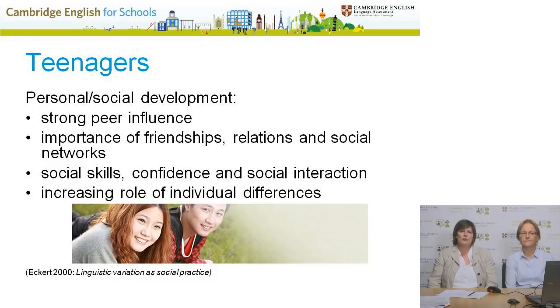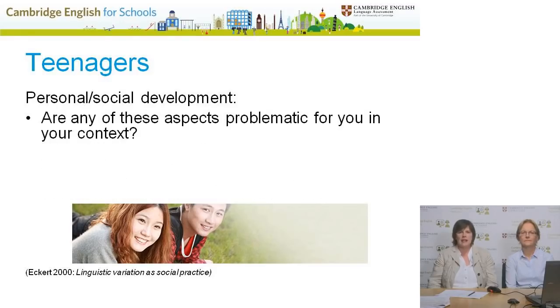Individual differences also start to play an increasingly important role, and this may have an effect on such aspects as personality, cognitive style, motivation, emotional state, and group affiliations, which can impact on their language learning. Are any of these aspects of teen personal and social development issues for language learning problematic for you in your context? If so, which ones, and how do you deal with them? Write your answers in the chat box now.